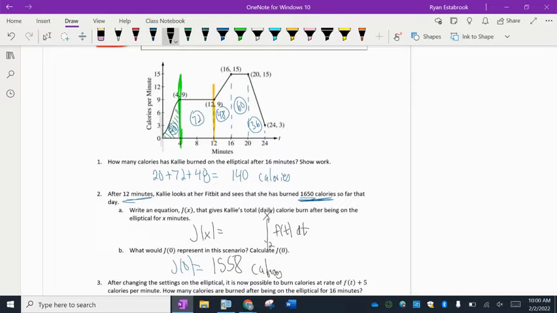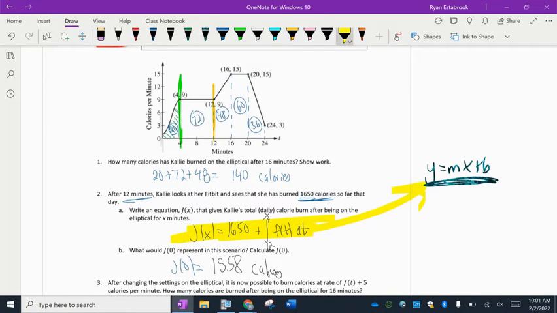Now, that doesn't tell the whole story, though. It doesn't tell the whole story because that would be assuming that up until this point, she hasn't burnt any. So what else do we have to add into this? Plus 1,650. So the lower bound at 12 minutes after starting, she'd already burned this. And this is kind of like a y equals mx plus b. Can you see how this is kind of like a y equals mx plus b? It's another form. The 1650 is our y-intercept.